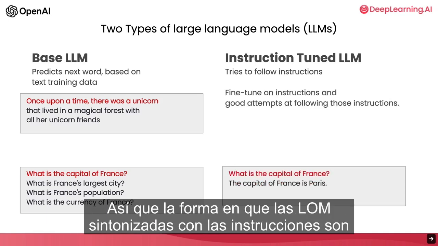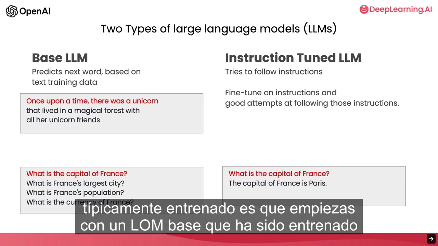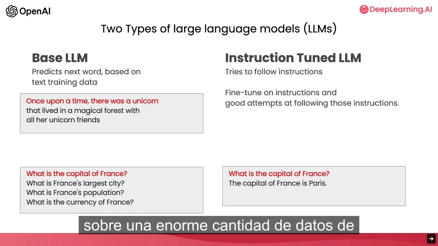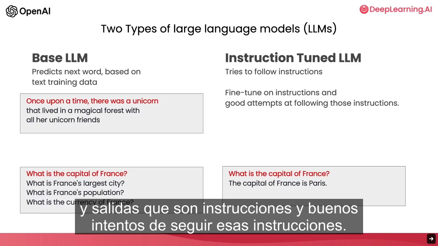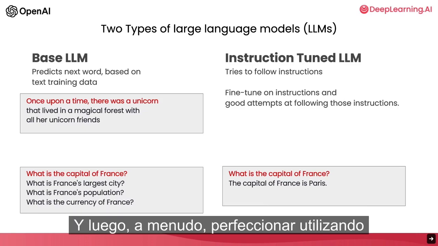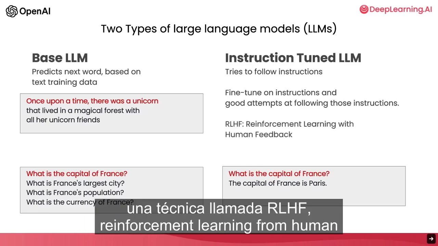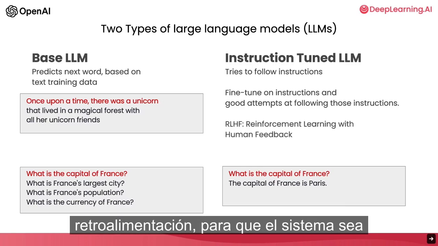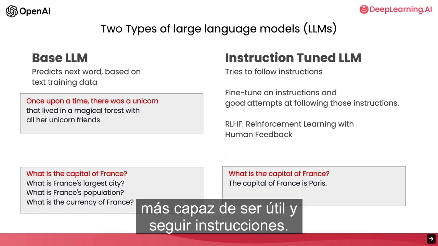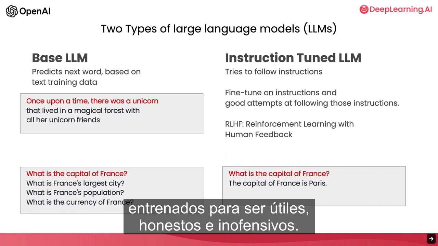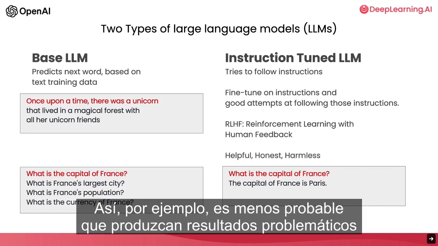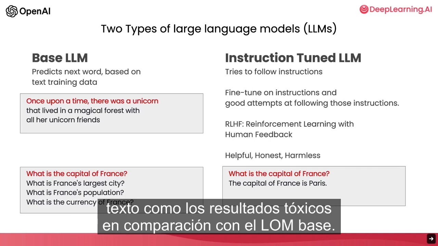So the way that instruction-tuned LLMs are typically trained is you start off with a base LLM that's been trained on a huge amount of text data, and further fine-tune it with inputs and outputs that are instructions and good attempts to follow those instructions, and then often further refine using a technique called RLHF, reinforcement learning from human feedback, to make the system better able to be helpful and follow instructions. Because instruction-tuned LLMs have been trained to be helpful, honest, and harmless, they're less likely to output problematic text, such as toxic outputs, compared to base LLMs.